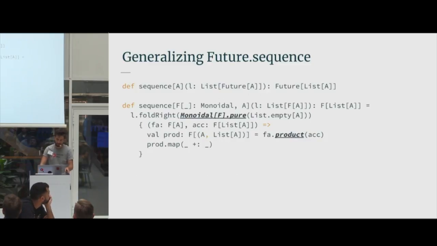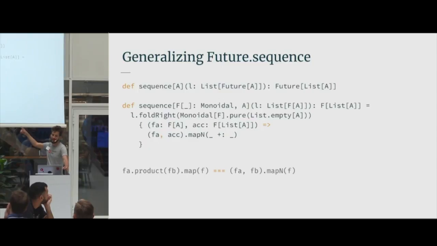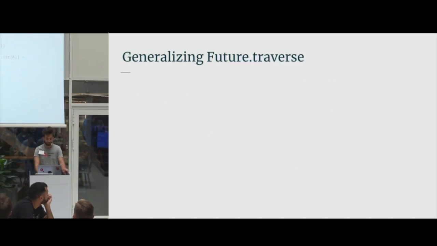So what we can actually do is say, hey, product and then map is so common that we can actually just have this thing called map n, which basically combines these two steps. And it says that if you use product of fa and b, and then map, you can just have this as a shortcut: a tuple of fa and fb, and then map n f. And that is also available in cats, and it works pretty well.